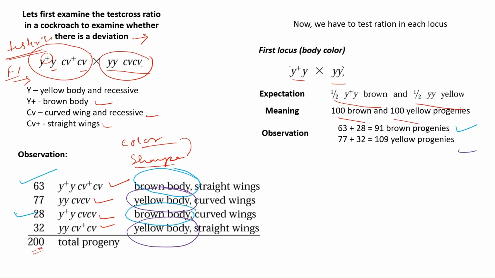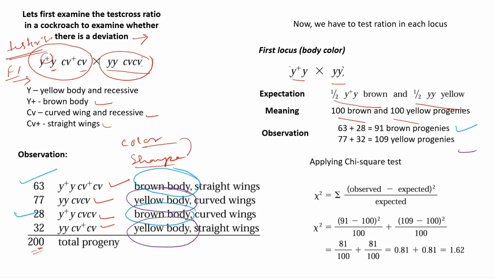This is our observation. It should be 100 and 100. But what we got? 91 and 109. Now we have to apply chi-square test. The formula is chi-square equals summation of observed minus expectation whole square divided by expectation.